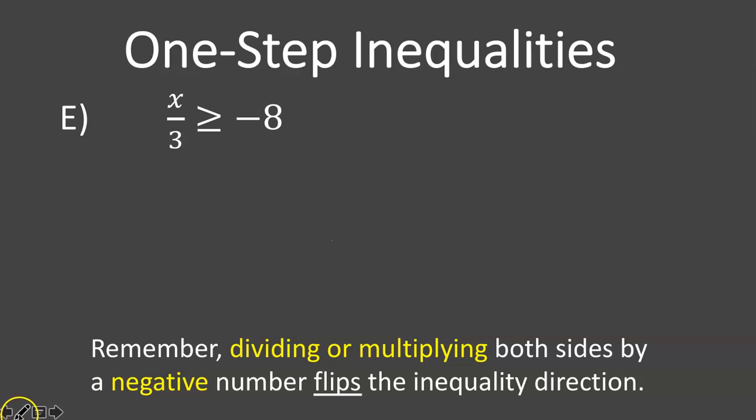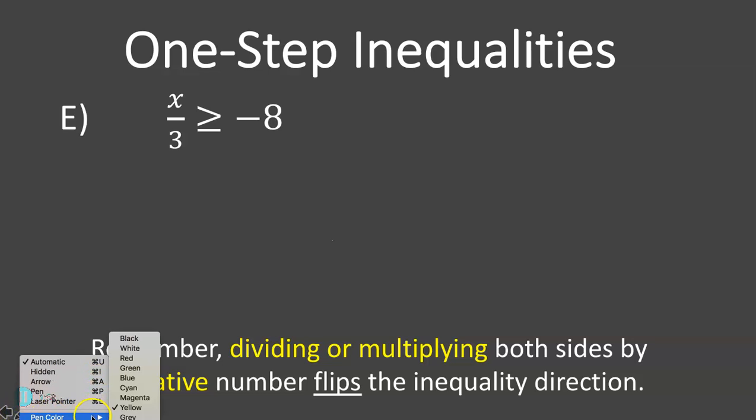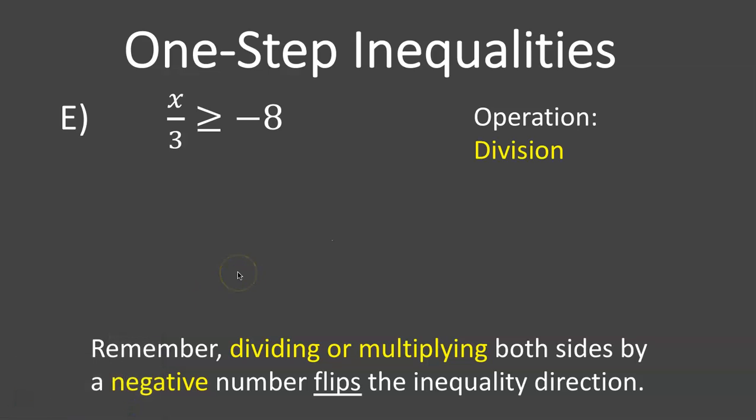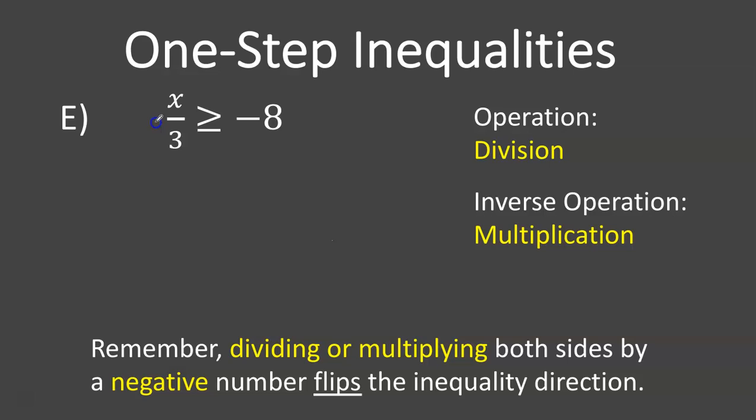Okay, example E. X is being divided by 3. So the inverse of division is multiplication. So we're going to multiply both sides by the number that's keeping x from being alone. And the number on the left side with the x is the 3. So we're going to multiply both sides by 3. On the left side, we write 3 as a fraction since we're multiplying it by a fraction. And on the right side, we just multiply by 3 as an integer. 3 divided by 3 is 1, so we're left with 1x. -8 times 3, negative times a positive is a negative.